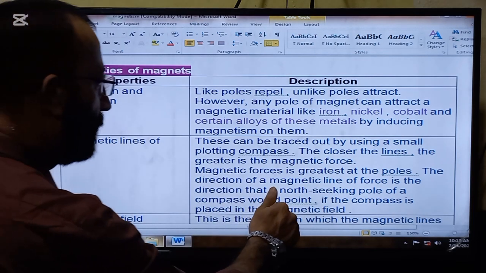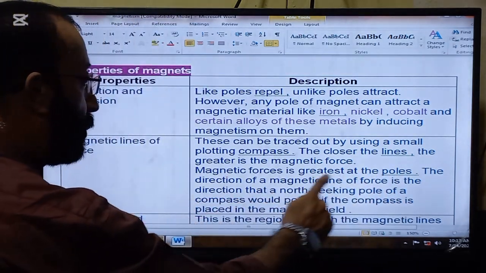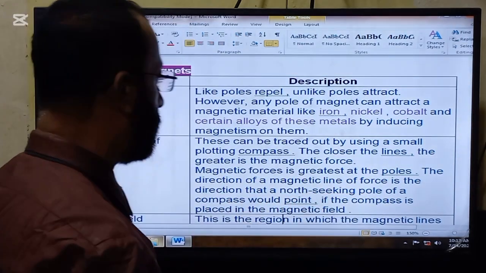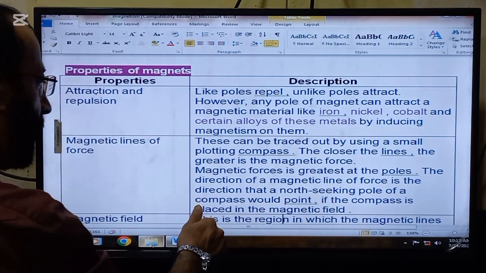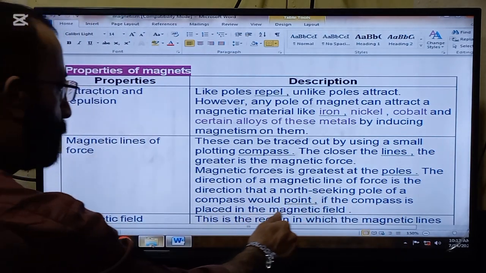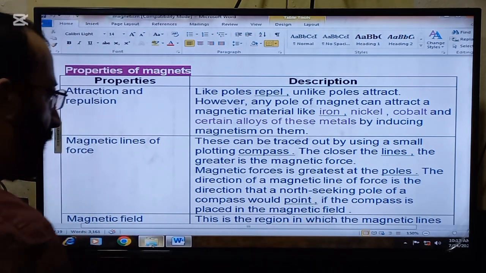Magnetic force is greatest at the poles. So this is another point to be noted. Magnetic force is greatest at the poles. The direction of the magnetic line of force is the direction that a north-seeking pole of a compass would point if the compass is placed in the magnetic field.